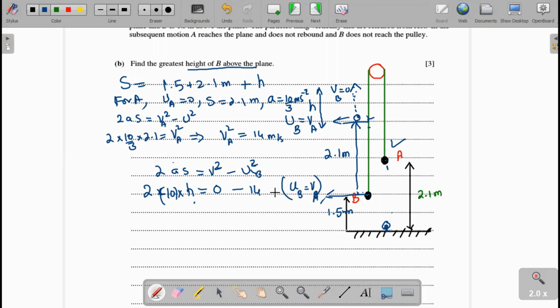Sorry, that is VA. Now here we can find this value minus 20H, because the acceleration here is negative. Now we put a negative because particle B is moving upward, so the acceleration will be negative. Now we get minus 14 and H equal to 14 over 20, that is equal to 0.7. The total distance covered will be equal to 1.7 plus 2.1 plus H equal to 0.7, and that is equal to 4.3. This is the answer.